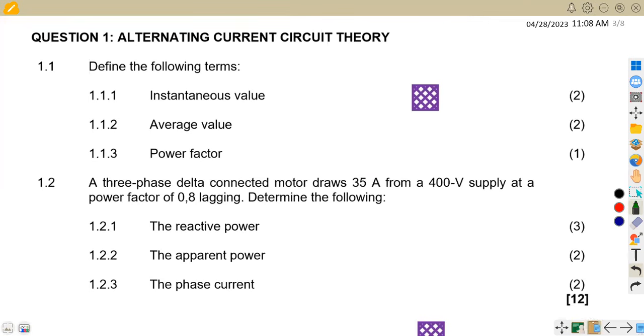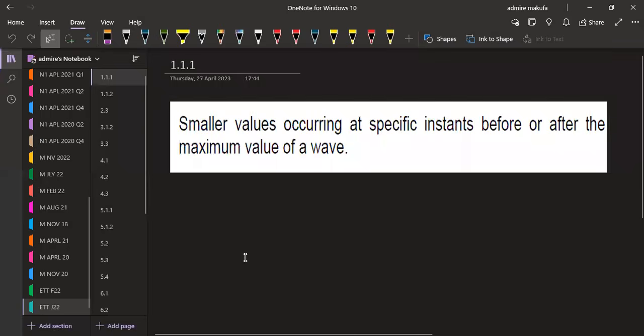Okay, so here we've got questions. First part of question number 1 on alternating current circuit theory, where we are given to define the following terms. The first part is instantaneous value. What is the instantaneous value? That is 2 marks. The instantaneous value can be defined as smaller values occurring at a specific instance, before or after the maximum value of a wave.